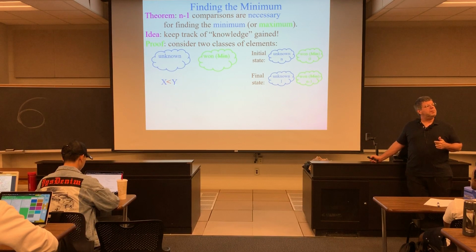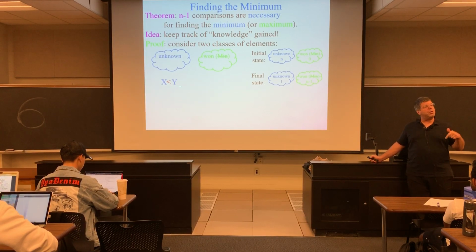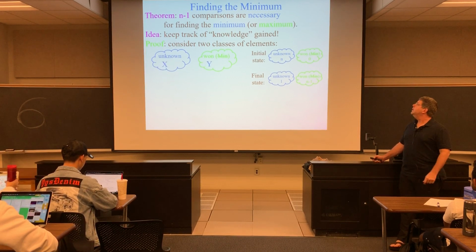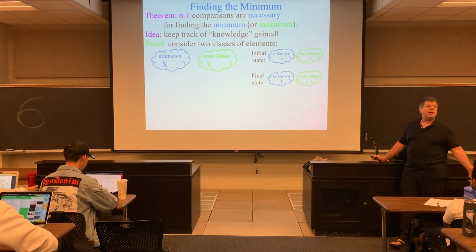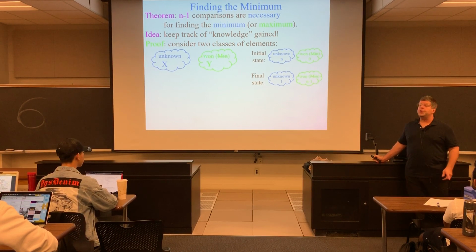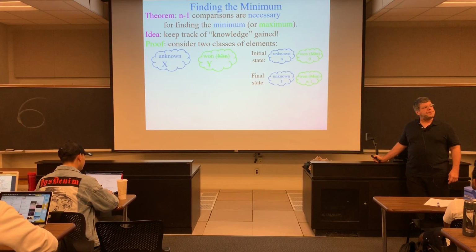Can y be the minimum? No. Can x be the minimum? It could. It doesn't have to be, but maybe it is, maybe it isn't. But y, for sure, we know it's not the minimum. So these two elements get reshuffled this way now after the comparison. X remains unknown because we don't know. We didn't win against anything yet. Y won against something, so for sure it can't be the minimum. And that comparison gained us this little bit of knowledge. Okay.